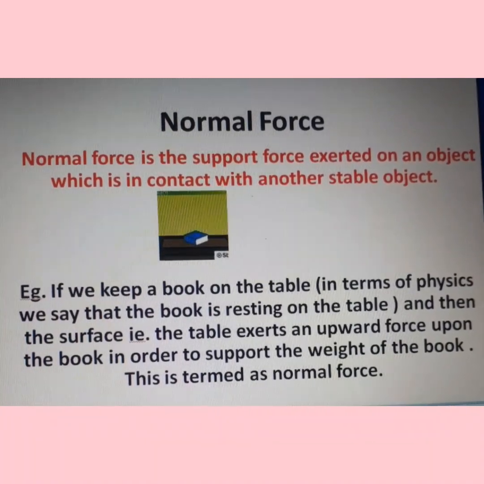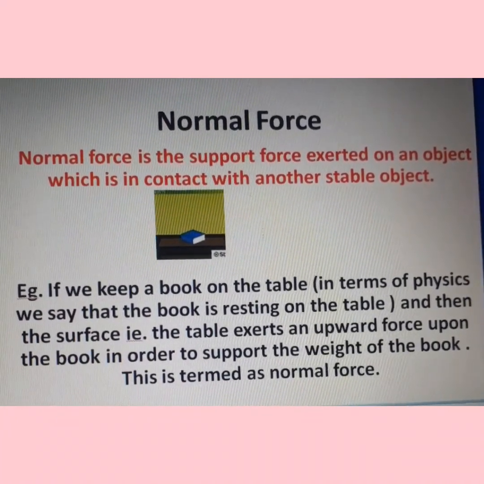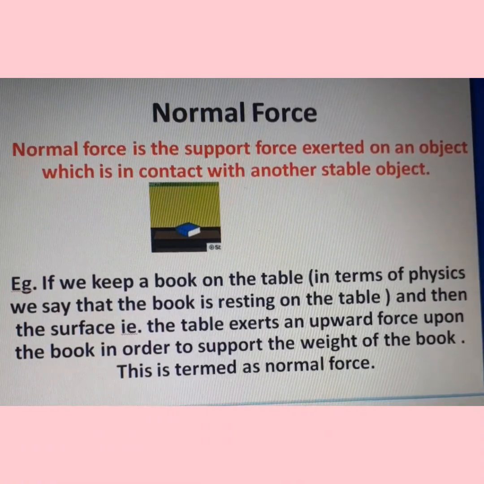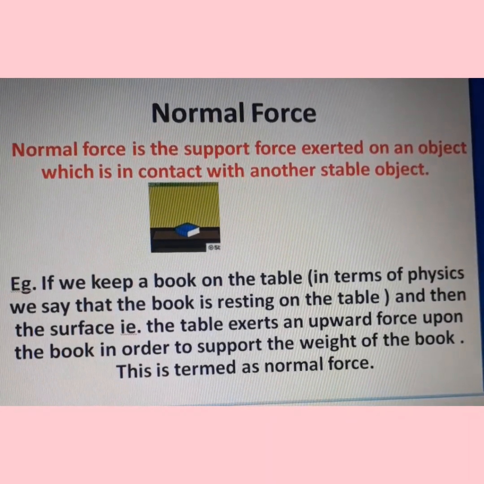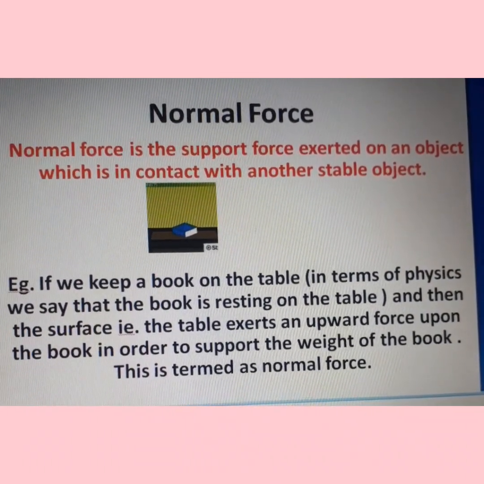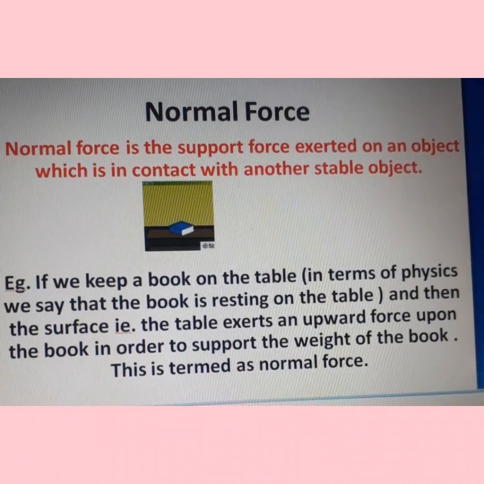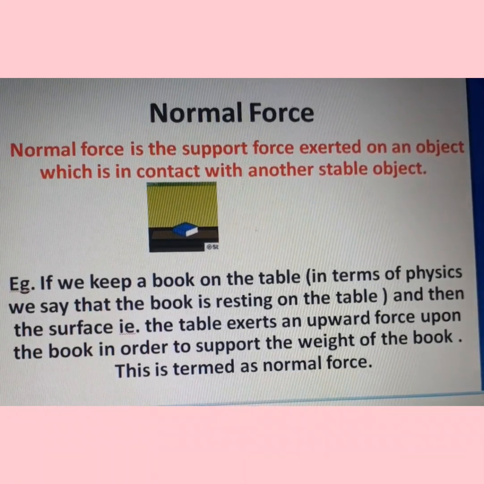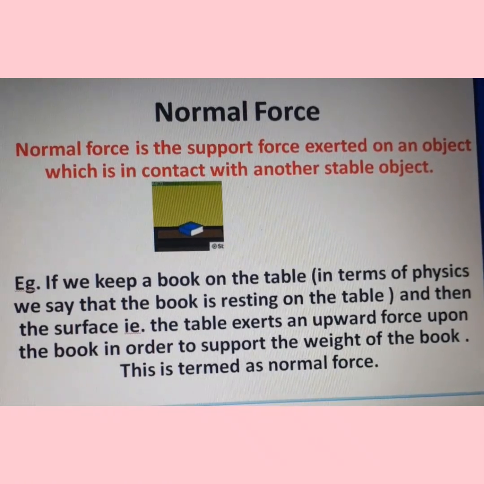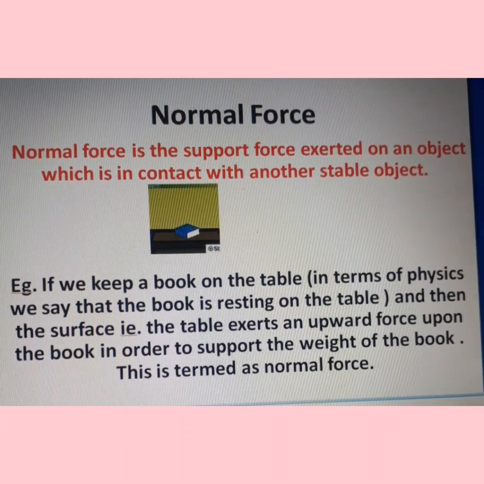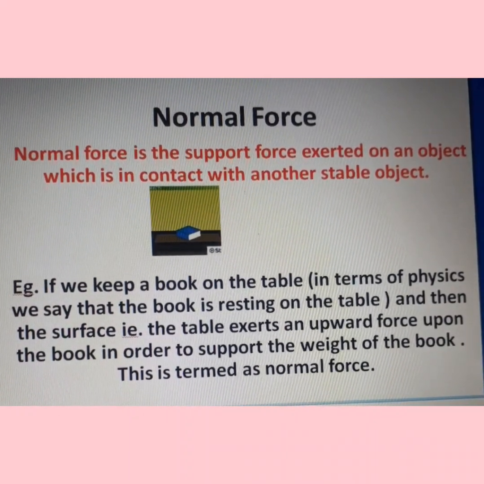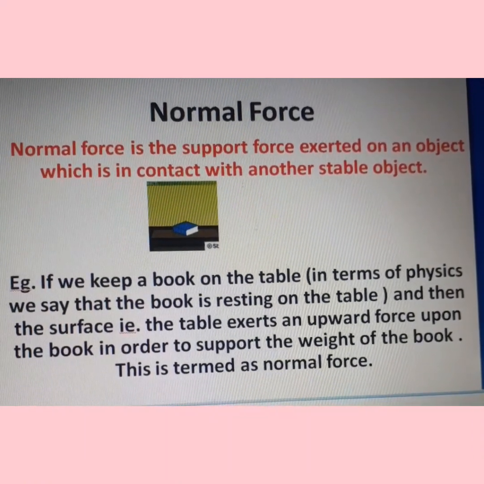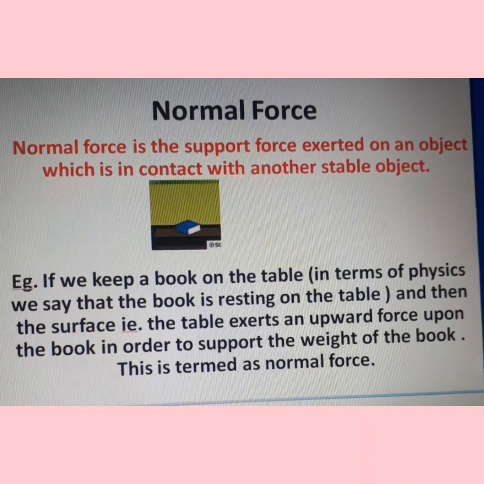Normal force. Normal force is the support force exerted on an object which is in contact with another stable object. For example, if we keep a book on the table, in terms of physics, we say that the book is resting on the table. And then the surface, that is the table, exerts an upward force upon the book in order to support the weight of the book. This force is termed as the normal force.